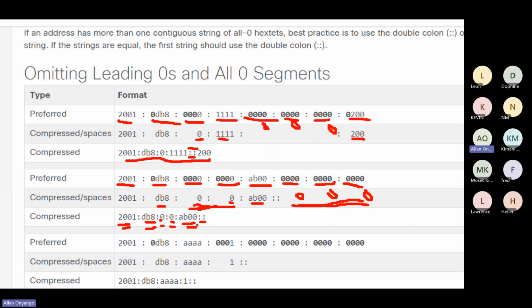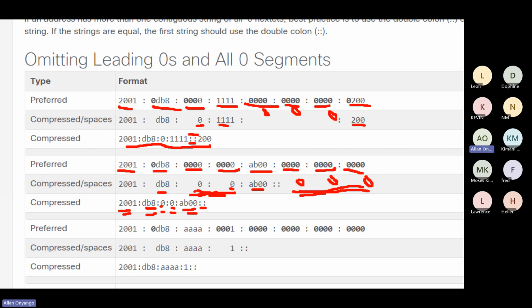That's why, if you put a double colon where there are 2 zeros and where there are 3 zeros, the machine will not know where to put 2 and where to put 3, because you are confusing the machine. The machine might just put 3 zeros here and 2 there, and yet that is not how it's supposed to be. So you only use one double colon in one IPv6 address. Is that okay? That is very, very important for you to know.